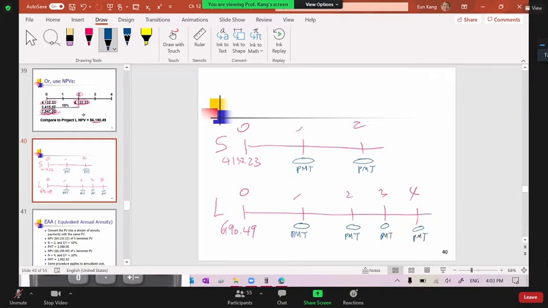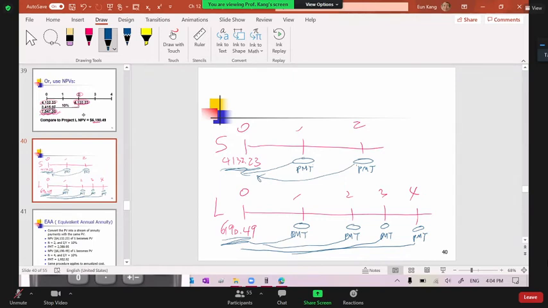That is, the present value of these 2 payments is equal to 4132.23, and the present value of 4 payments is equal to 6190.49, and that is exactly the definition of annuity. Definition of annuity is like that. So all you have to do is what?